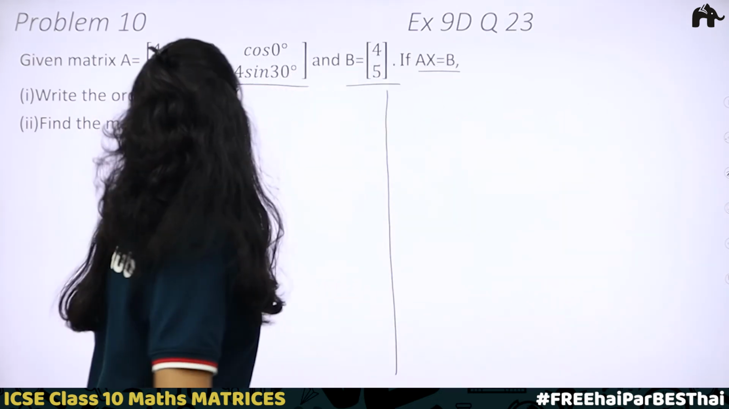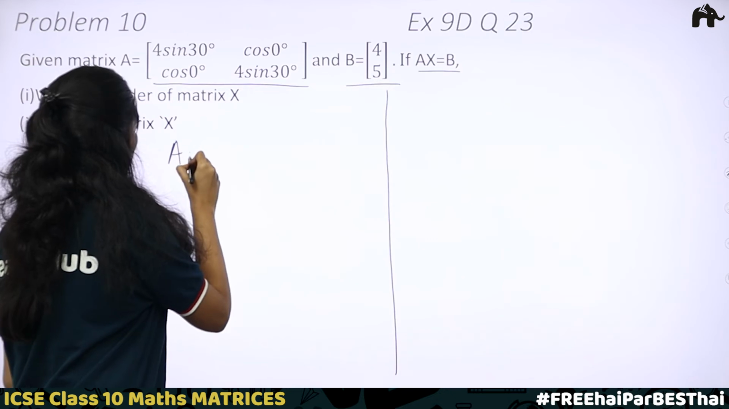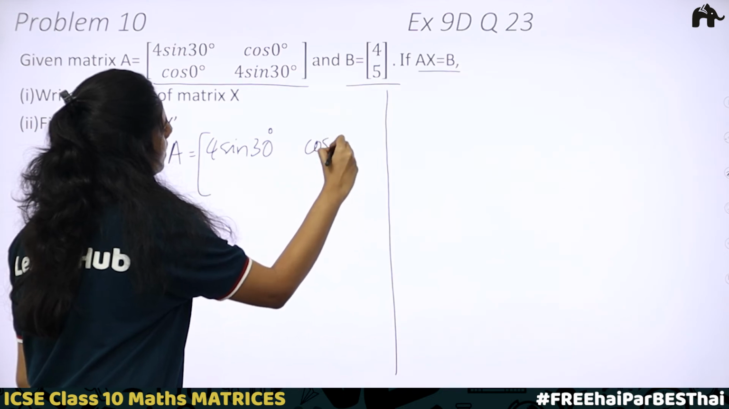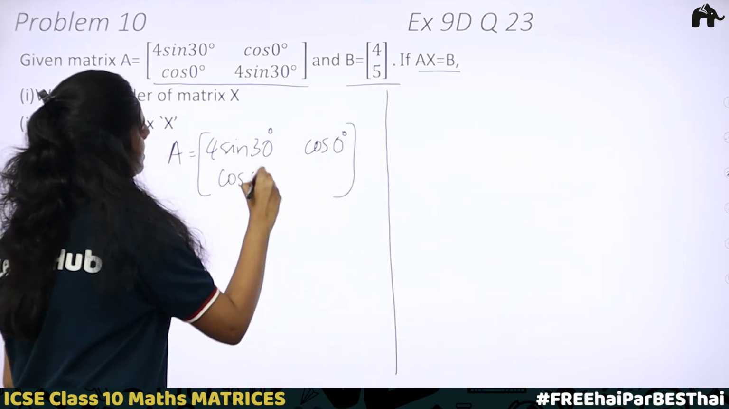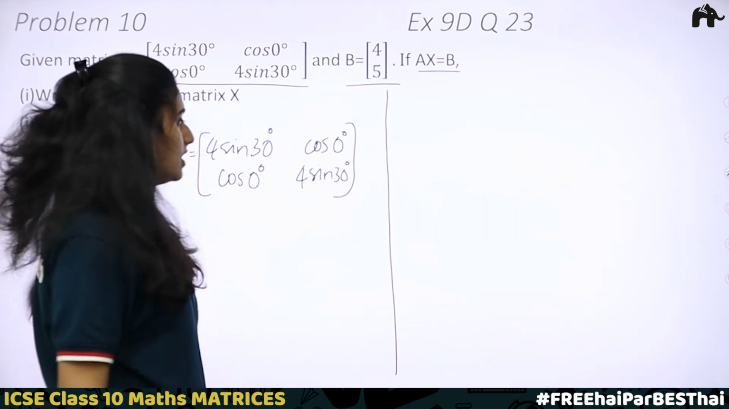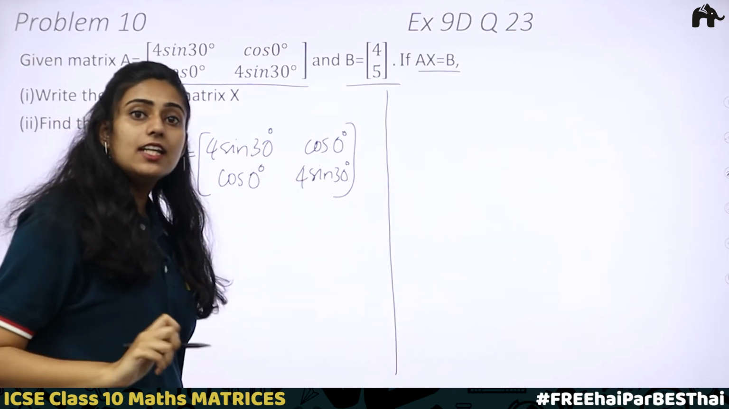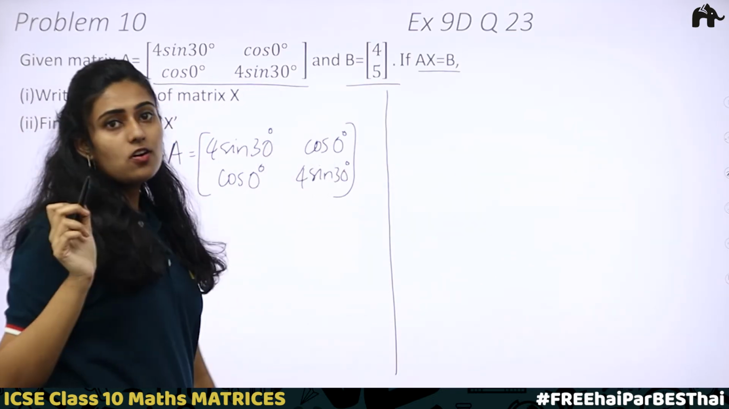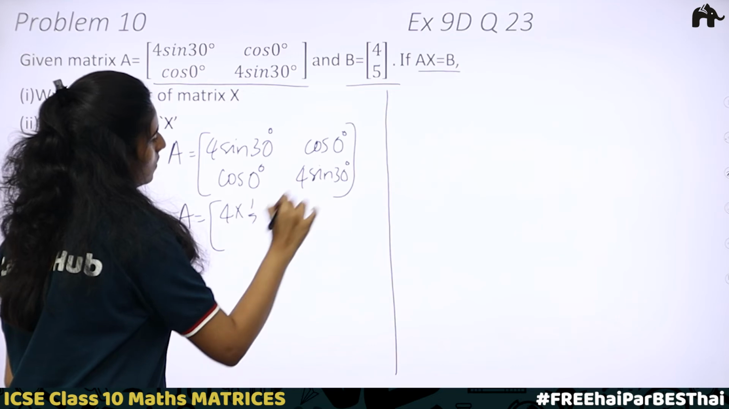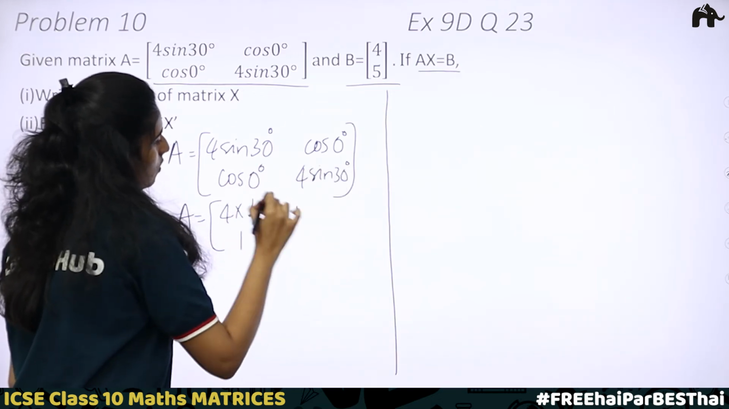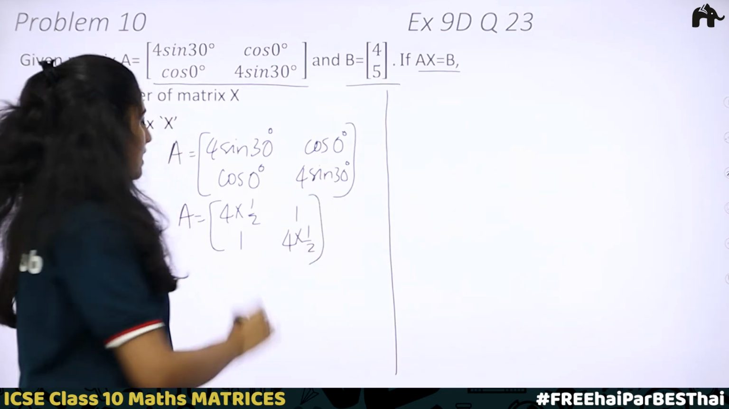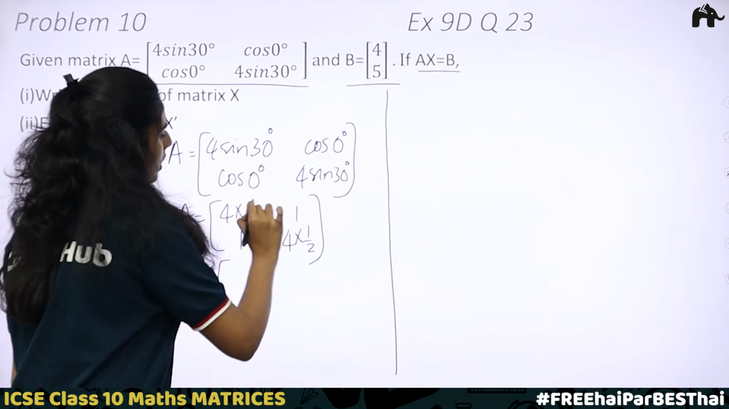Here we have matrix A is equal to [4 sin 30 degree, cos 0 degree; cos 0 degree, 4 sin 30 degree]. We know the values of sin 30 and cos 0. What is sin 30? Sin 30 degree is equal to 1 by 2. What about cos 0? Cos 0 is 1. Substituting the values, A is equal to [4 into 1 by 2, 1; 1, 4 into 1 by 2].